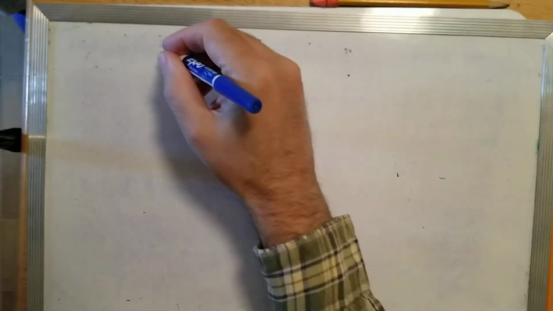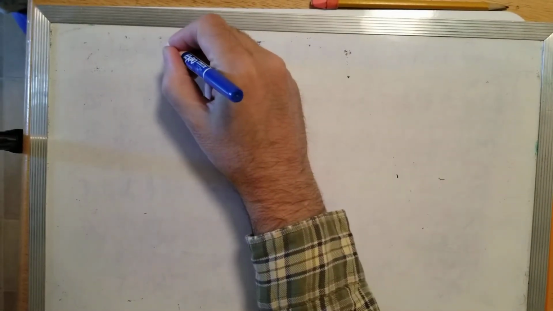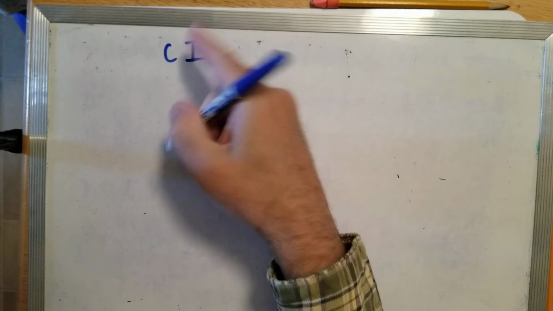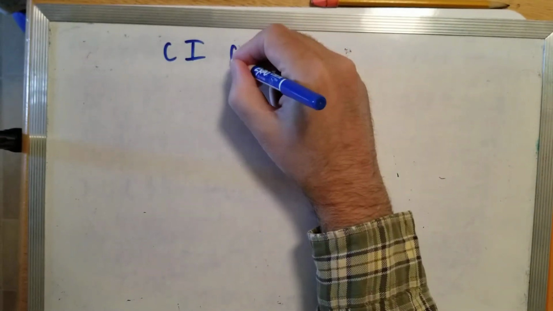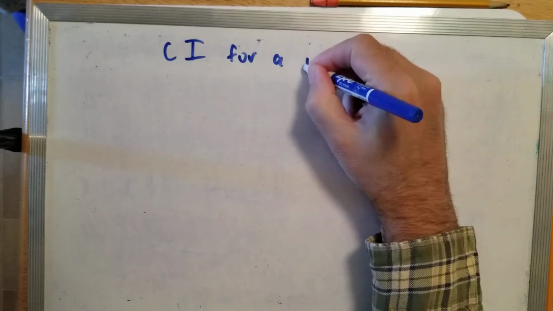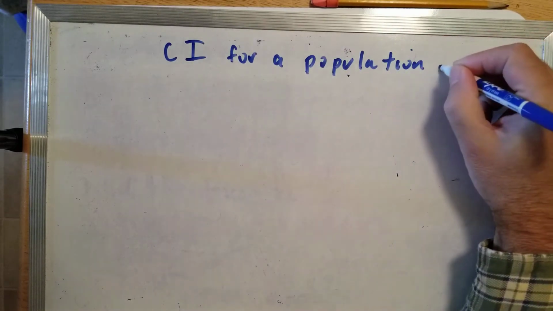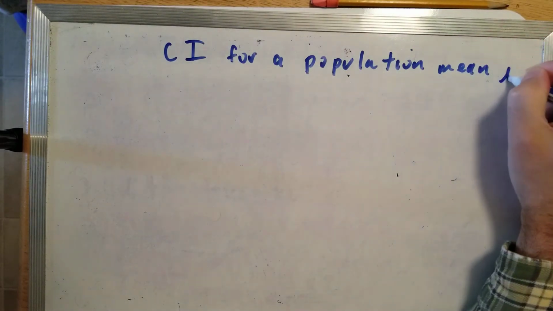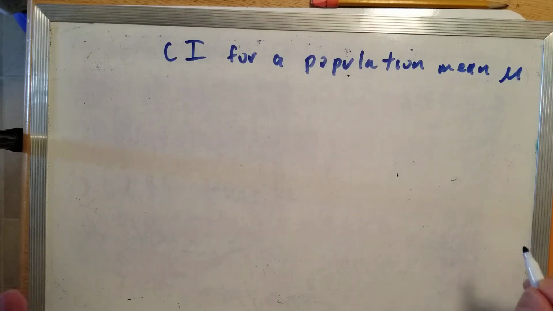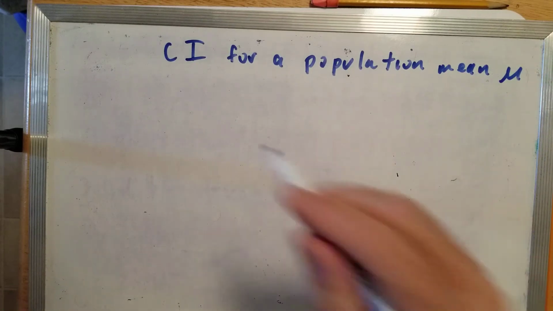I'm going to do two examples of constructing confidence intervals. I'm going to use CI for confidence intervals for a population mean, mu, and there's two basic examples here. I'm going to do one of each kind.